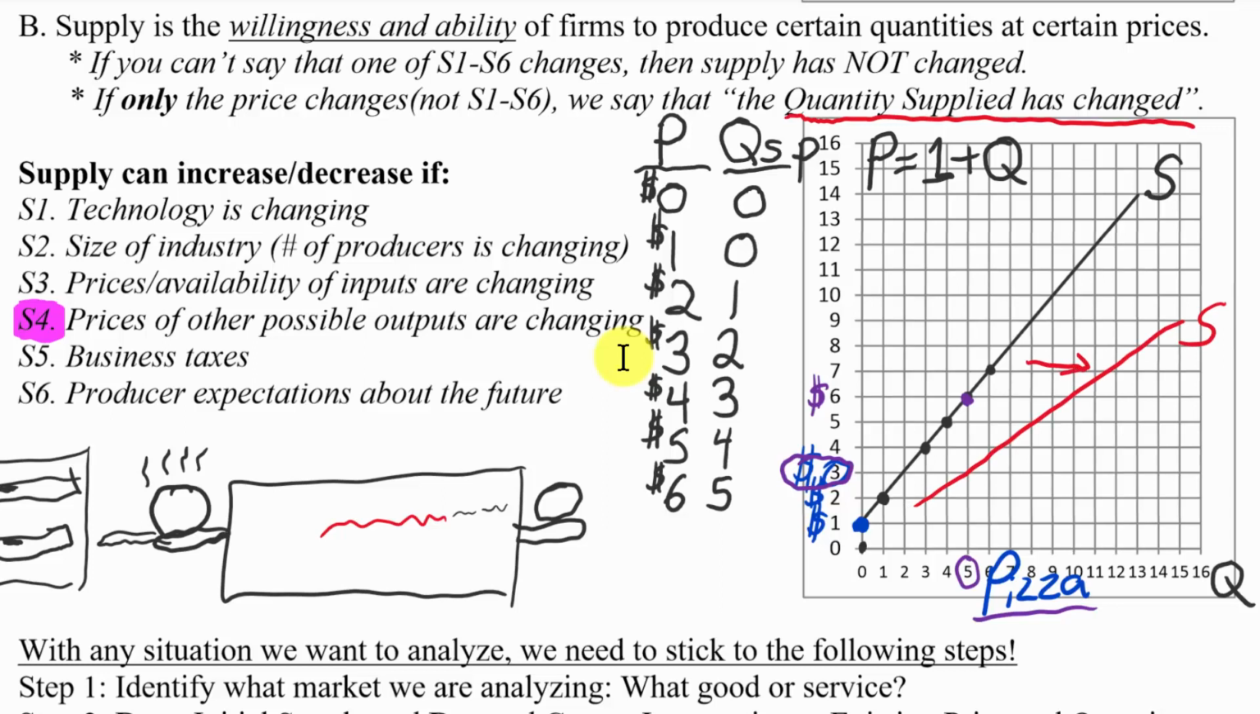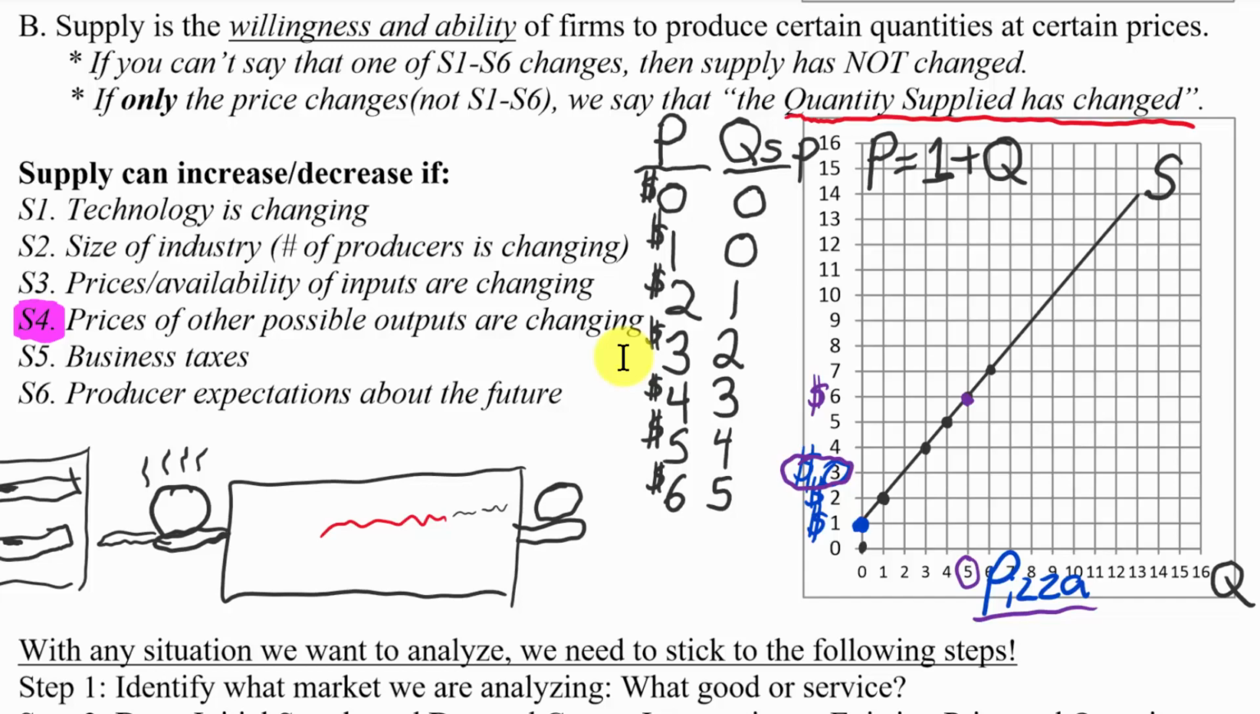You're more willing and able to make the thing that you can make relatively more money at, and less willing to make the things that are now relatively less profitable compared to the other thing. All right? So, prices of other possible outputs. The difficulty people have with this one is keeping it straight which product we're talking about, because we're not just talking about pizza anymore. Now we're talking about two things, like pizza and lasagna.